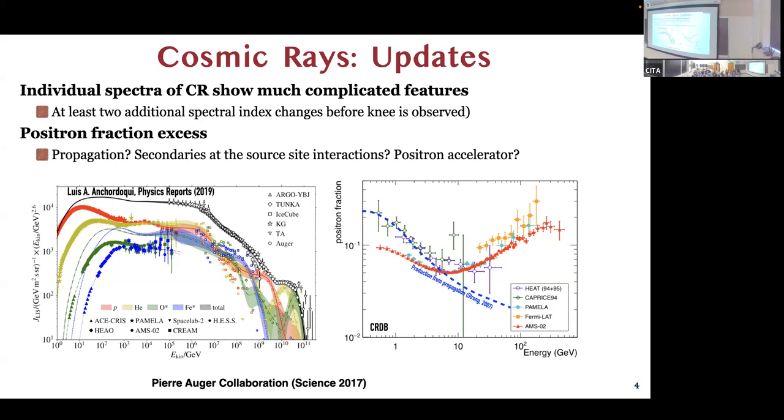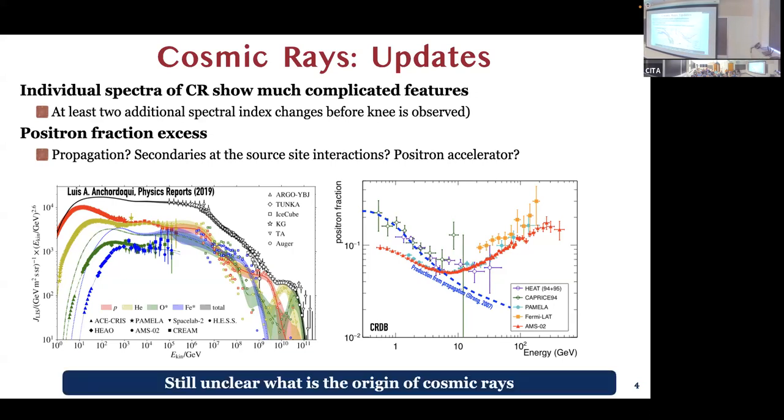And again, we do not know where its origin is coming from. People say maybe it's a propagation effect, or maybe there's a secondary cosmic ray created in the source, because there's a lot of medium around there, or maybe there's a positron accelerator in the universe, or if you are the dark matter people and just love antimatter, then maybe this is a dark matter decay. Of course, it's too strong to be purely dark matter, but you know, that doesn't deter people from talking about it. Anyway, so there are a lot of questions about cosmic rays.